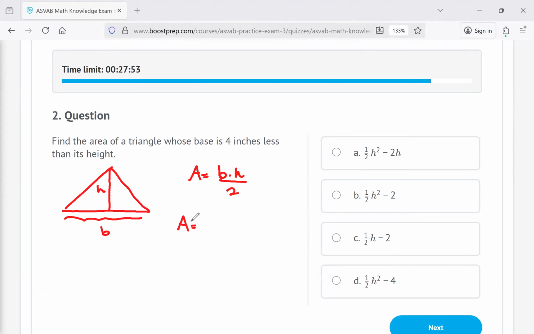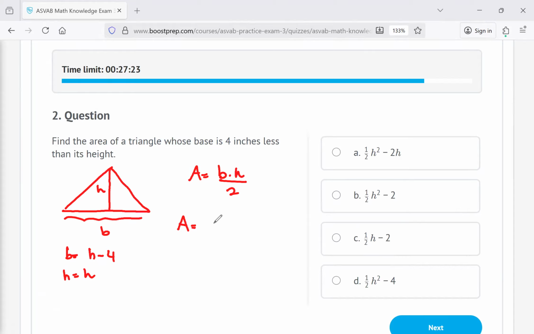Okay, so if they're saying the base is 4 inches less than the height, how can I express that? How can I express b? It says the base is 4 inches less than its height. So that's really saying h minus 4, right? 4 inches less means subtraction. So my base is h minus 4. My height is just h because they don't give us anything else.